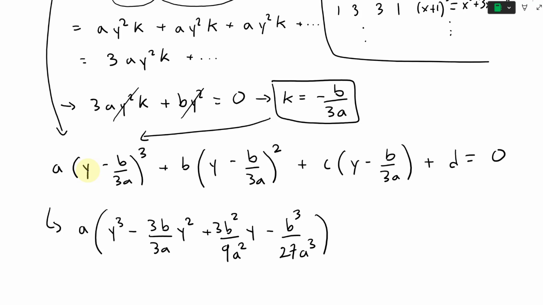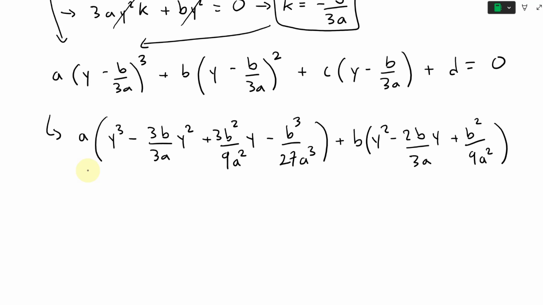Now the next one is going to be this part right here, plus b, and that's the power of 2, this is going to be y squared minus, this is going to be coefficient 2, 2b, and this is just multiplied because you're multiplying y in this one, so there's no squared, over 3a, and this is going to be y. Now the next one is going to be this multiplied by itself, so negative becomes positive, b squared over 9a squared.